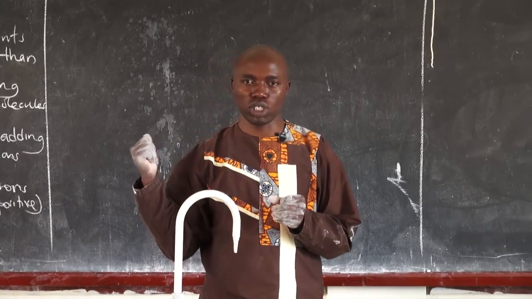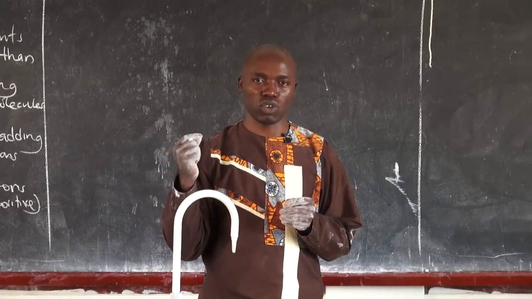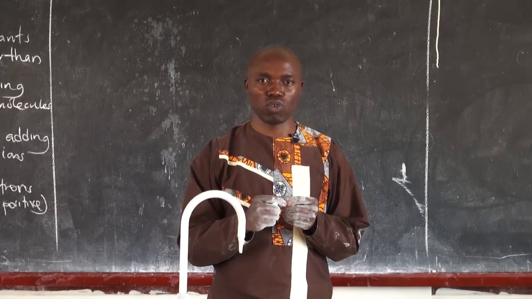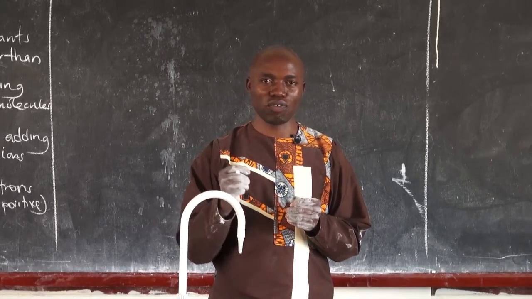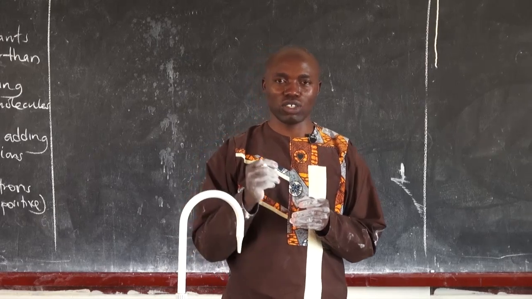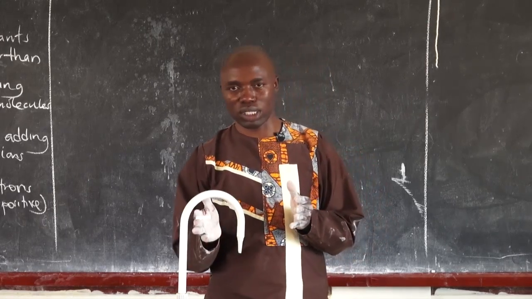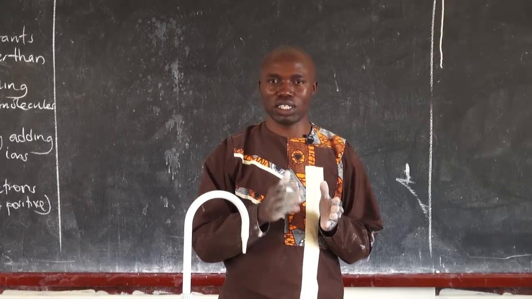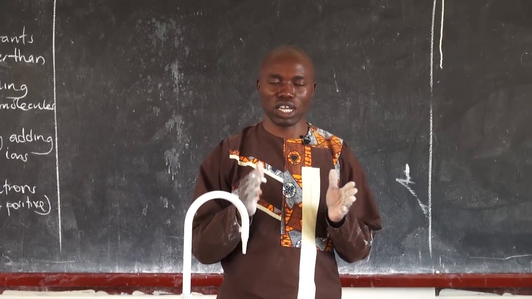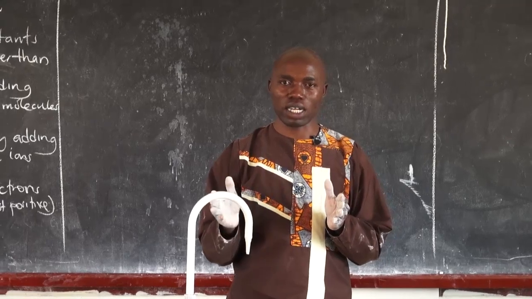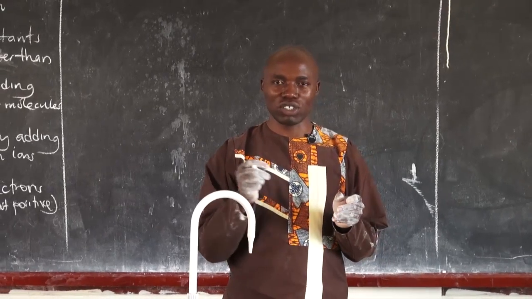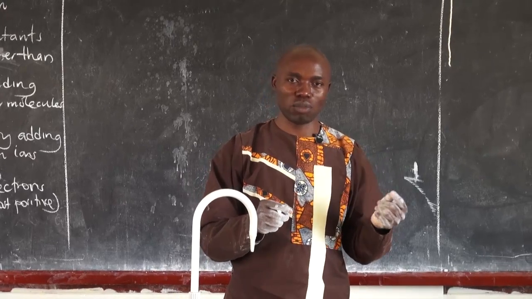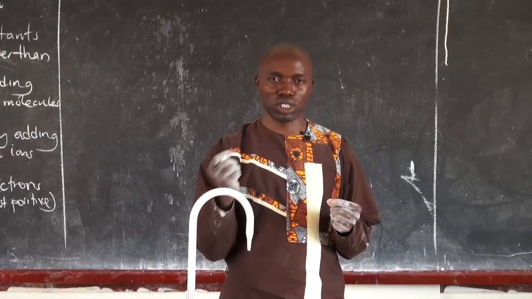I request that you watch my other video on the reducing agent and oxidizing agent. Also watch my video on calculating oxidation states, so that you'll understand who has been oxidized and who has been reduced. Remember, in any redox reaction, reduction and oxidation cannot work in isolation. Reduction cannot occur alone. A substance is reduced by another substance, then the other substance will be oxidized.